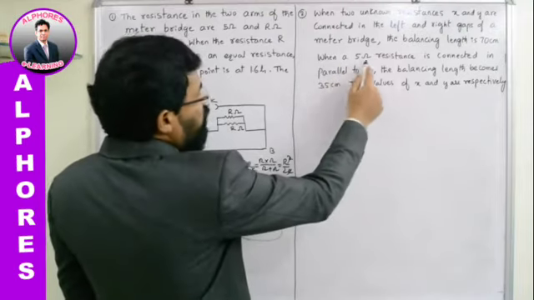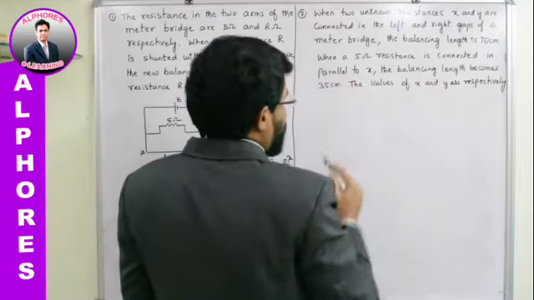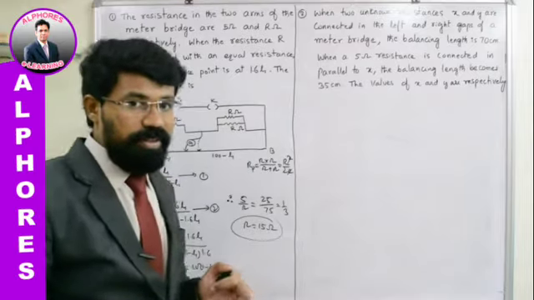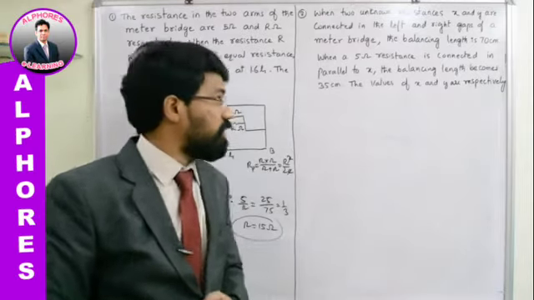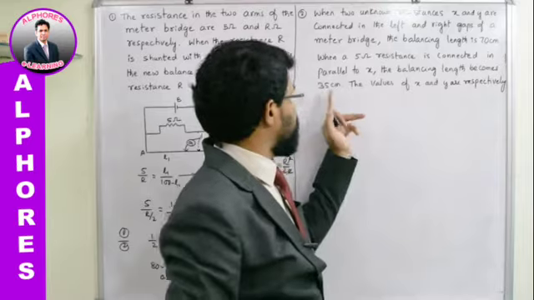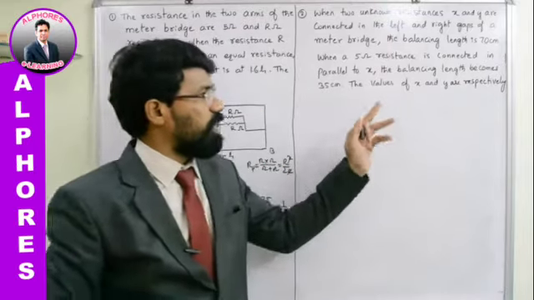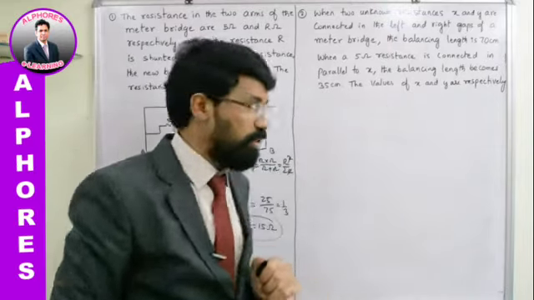So when a 5 ohm resistance is connected in parallel to X, so now what was done? To X, a 5 ohm resistance is connected. Then the balancing length becomes 35 centimeters. So the values of X and Y are respectively. So we have to find out values of X and Y.